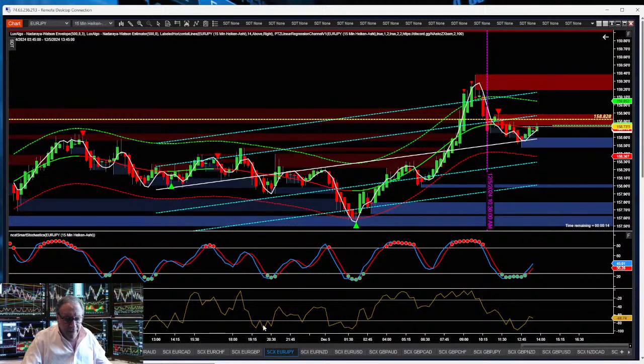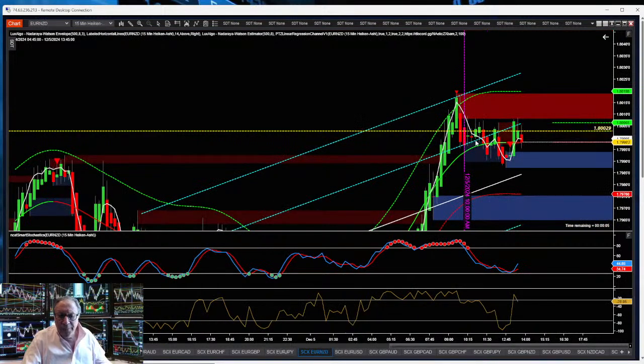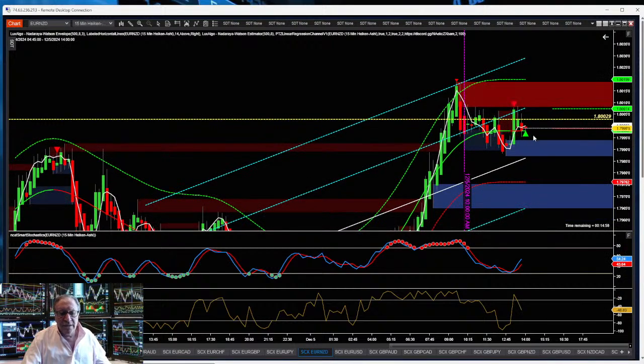And then on the euro, let's see, euro kiwi, same thing, a little sideways. At this time of the day, the yens and the New Zealand and the Australian can sometimes move a little sideways. So that's where we're at on that.